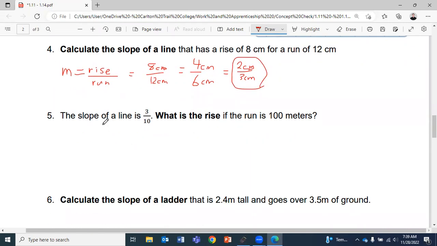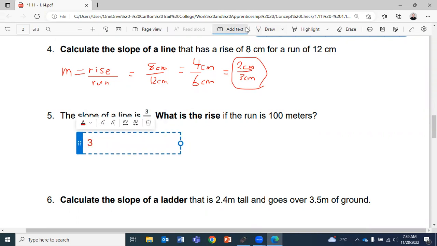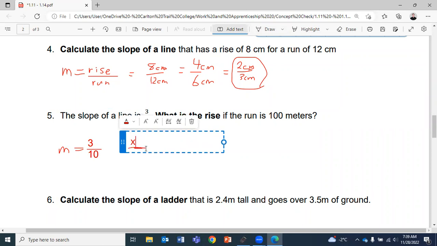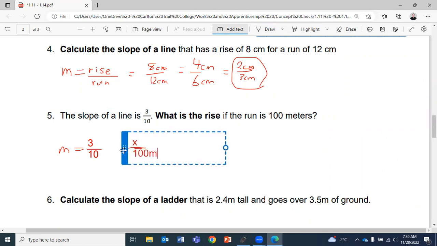So next one here, slope of a line is 3/10. What's the rise if the run is 100 meters? Okay, so let's write that in here. So first off, I know that I have 3/10 as my slope. Sorry, my M equals 3/10. But one thing I also know is that I don't know what my rise is. I'm going to put an X there for now. So I don't know what my rise is of my new one, but I know that the run is 100 meters of the new equation. So I know I have this stuff here.